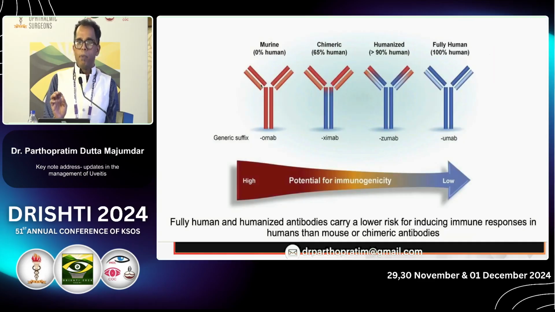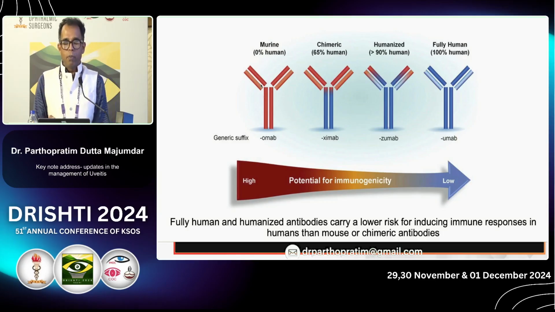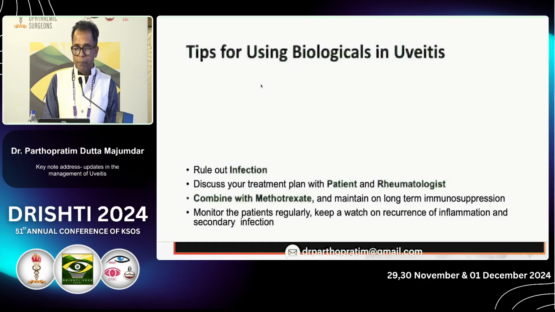One thing we have to remember, that we have so many varieties, and now we have fully human antibody. So we believe that fully human antibody like adalimumab won't cause any reaction. But you have to understand, anything foreign to our body will cause some kind of reaction. So even the fully human monoclonal antibody can also cause some inflammation. So that's why these drugs are often prescribed with oral methotrexate or oral steroid.